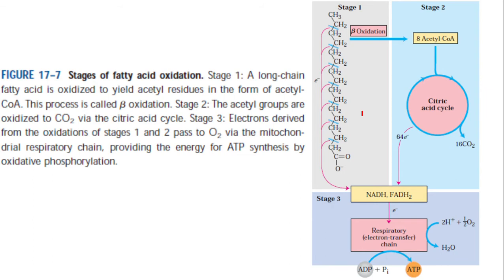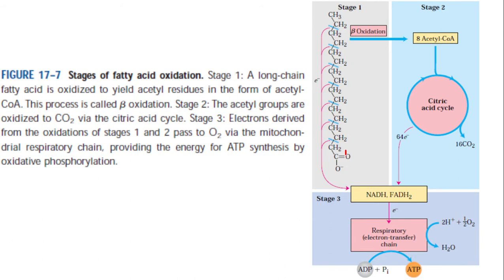Because at the end of the 7th round, 2 molecules of acetyl coenzyme A are produced. So 7 rounds of beta oxidation are taking place from 1 molecule of palmitic acid. So we get here 7 molecules of NADH and 7 molecules of FADH2. From where? From beta oxidation.